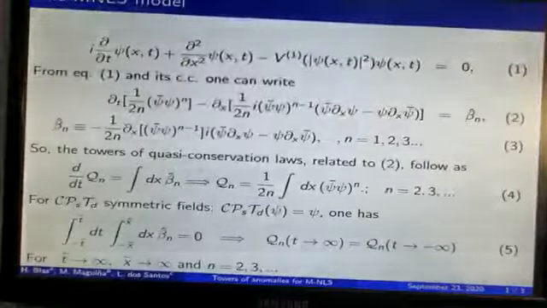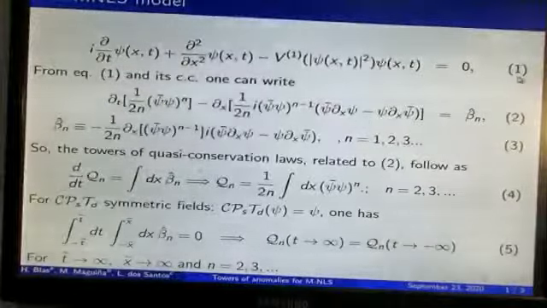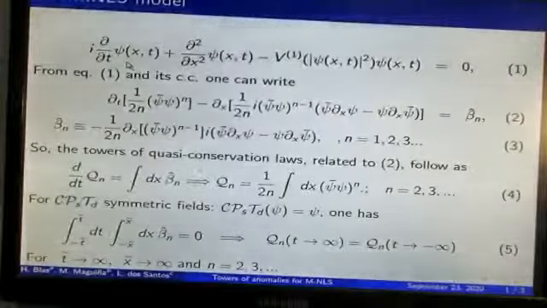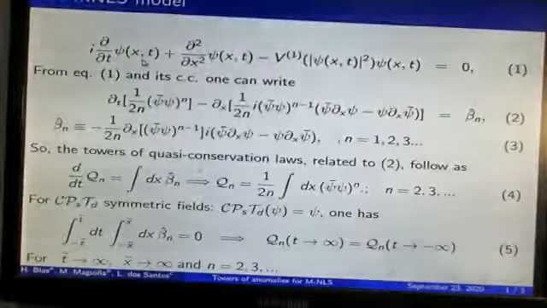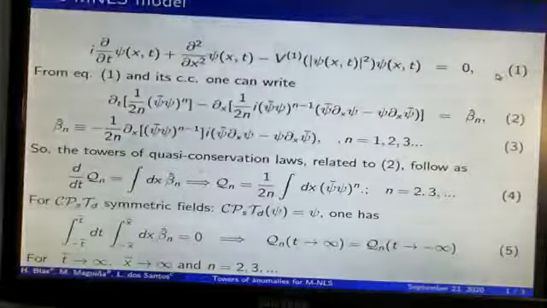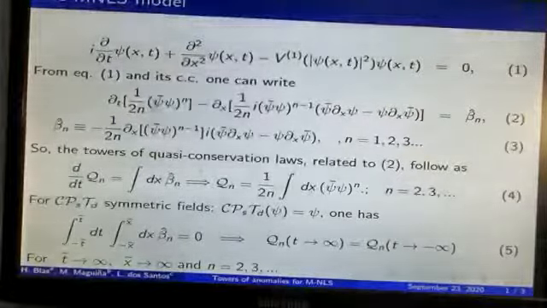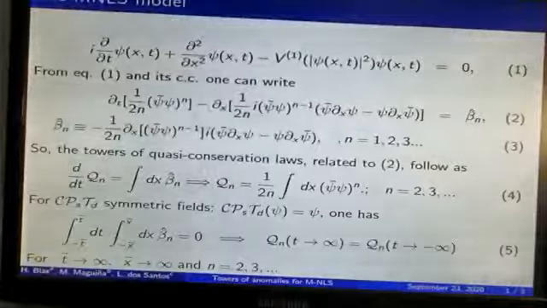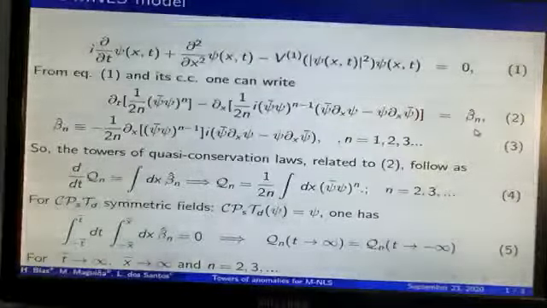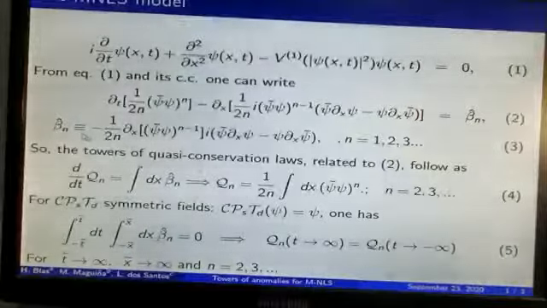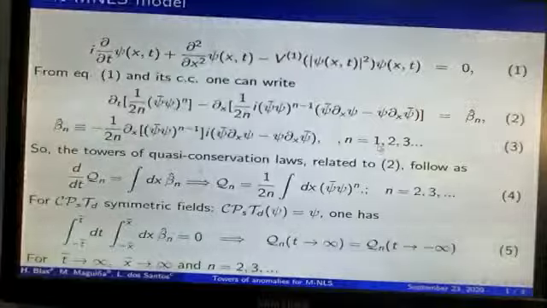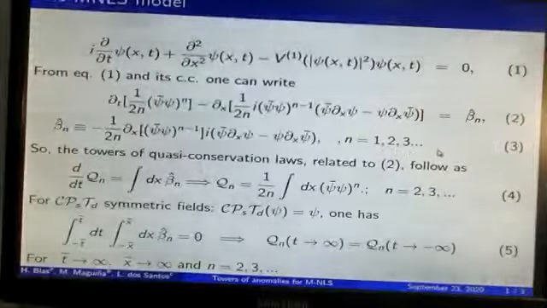So let us start. Equation 1 defines the modified nonlinear Schrödinger model in which the complex psi field depends on x and t. From this equation and its complex conjugate, one can write this quasi-conservation law, such that this beta hat n represents an anomaly. It's written in this form for n equal to 1, 2, 3 and all positive integers.